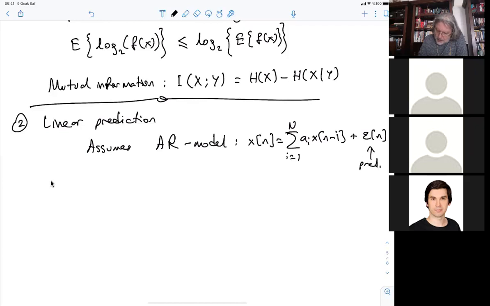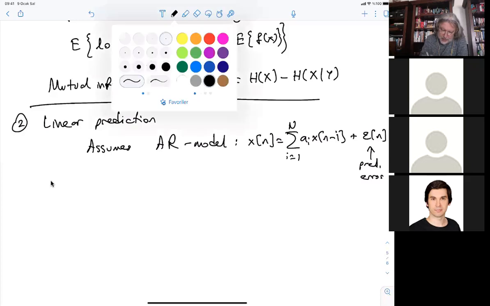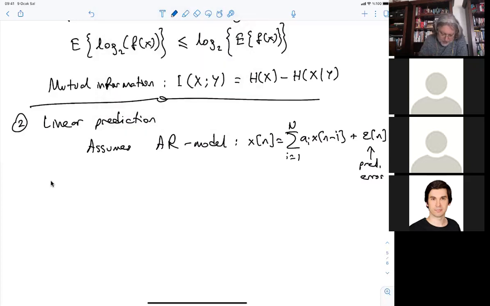Prediction error. This AR model is a good model for us, and we will continue from there. But normally, linear models are not limited to AR models. They can be, but I will just draw them in a different color.